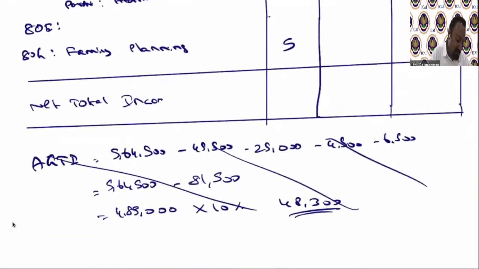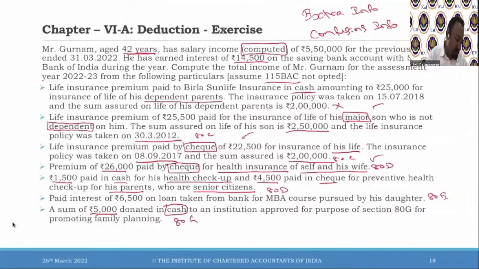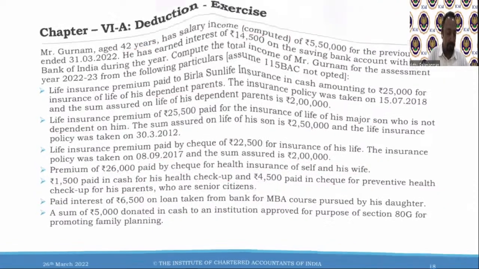So now what is the net total income? Anyway, the working has helped us here to understand 4,83,000, right? So the net total income is 4,83,000. Have they asked you to compute tax? No, only the total income. So the total income is 4,83,000. Clear? So we'll move on to the MCQs.